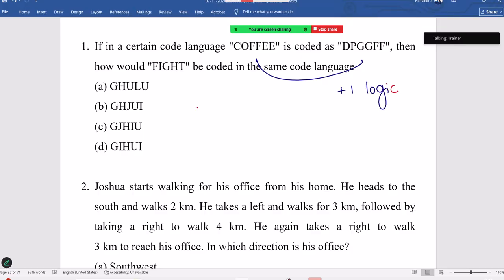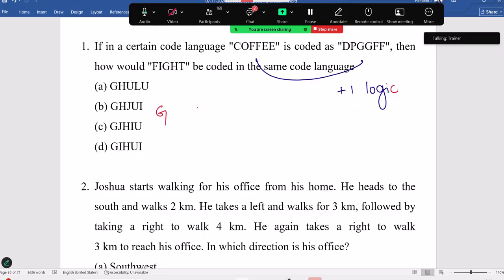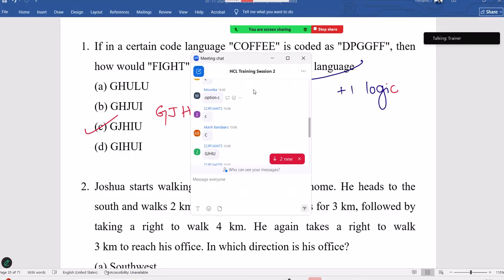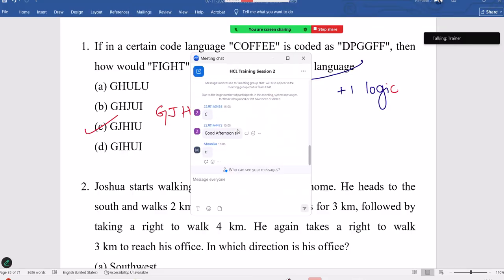Now here if you write the next letter, F after G, I after J, G after F we will get H, then I, then U. Yeah, option C is correct. Very good. C is the correct answer here.